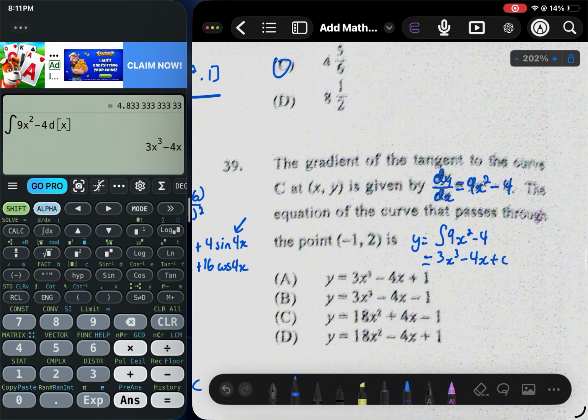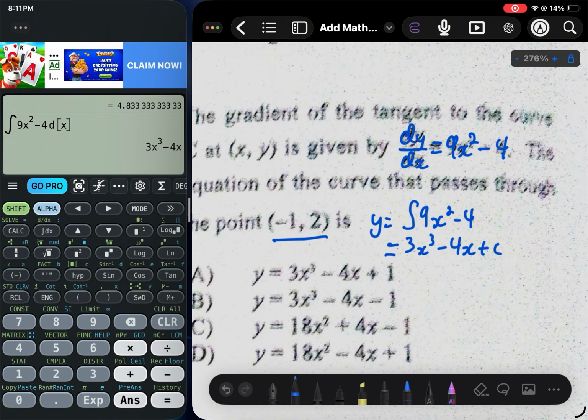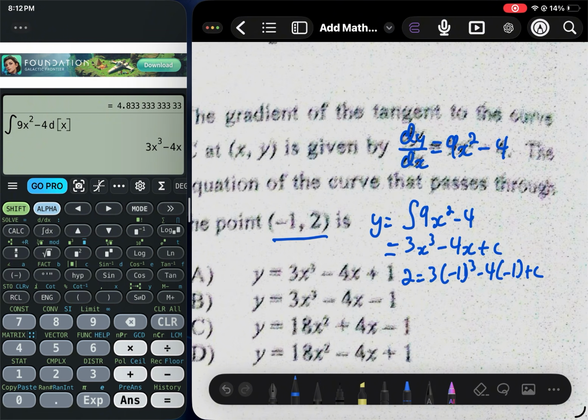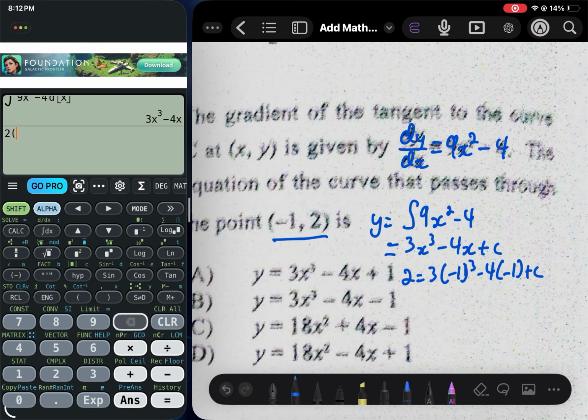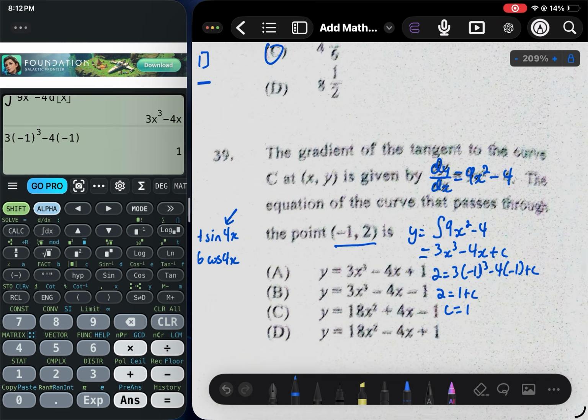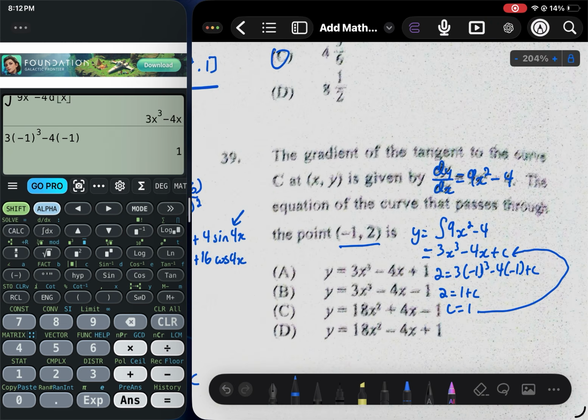Now, in order to find c, we have to use this point. So we substitute: 2 is equal to 3 times (-1) cubed minus 4 times (-1) plus c. So 2 would equal 1 plus c, therefore c is equal to 1. And we'd plug c equal to 1 into this equation, and we'd get that your answer is A.